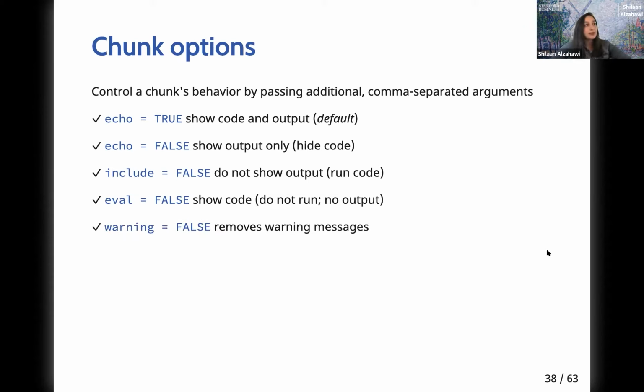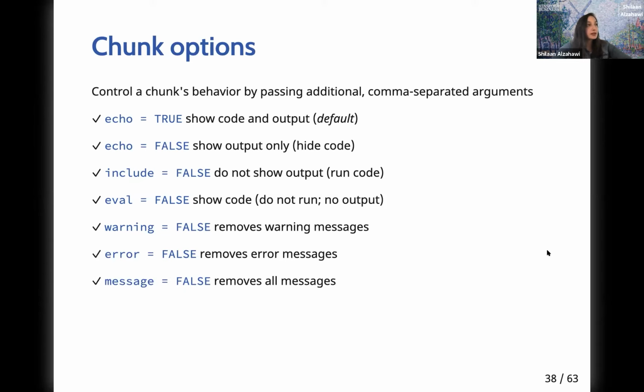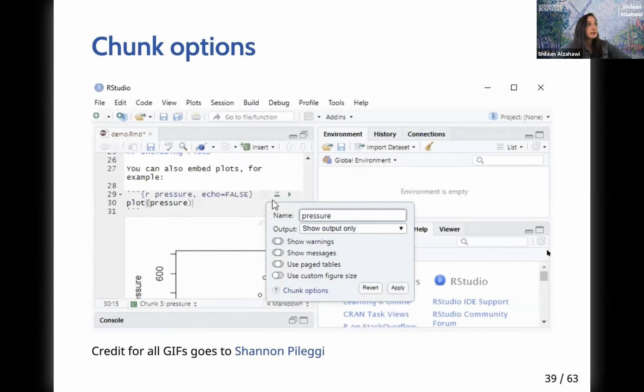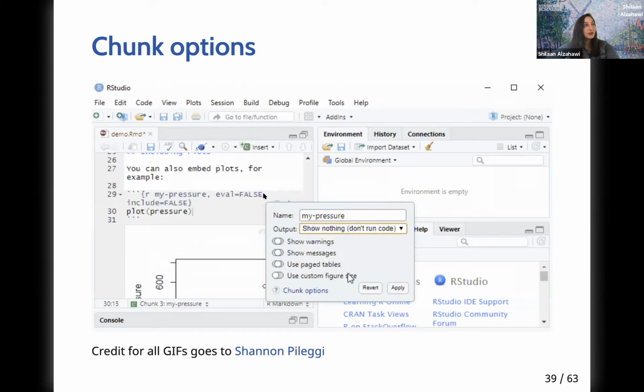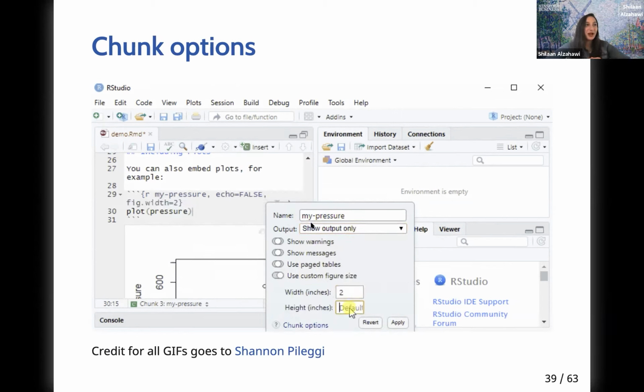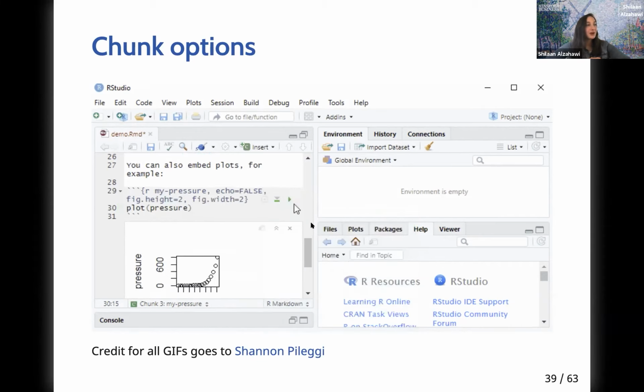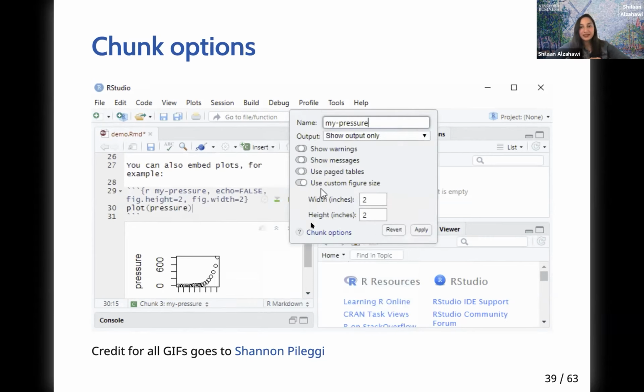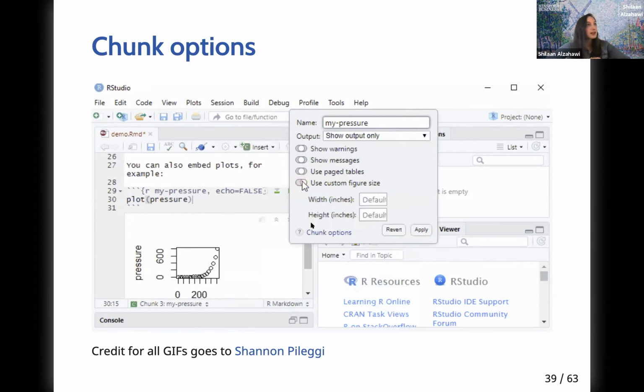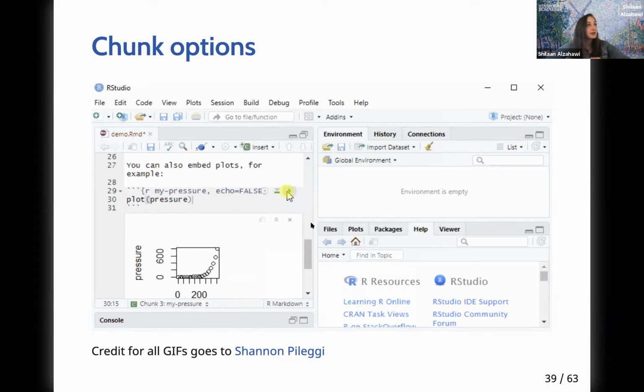Then there's also the opportunity to remove your warning messages, error messages, and simply all messages. And here's also, I only found out about this recently, there's a little wheel right here by your code chunks that you can click on, and then you can simply do the thing that we talked about, which is just click on what you want, like show your output only, show warnings, show messages, etc. So you won't have to memorize all of this, but you can simply use the settings wheel for this.